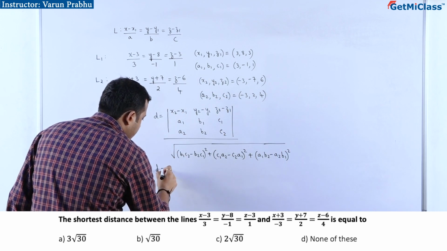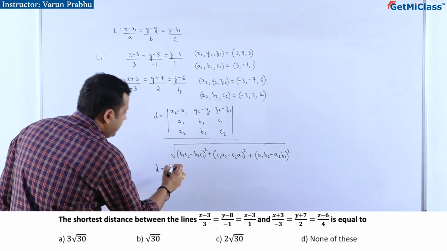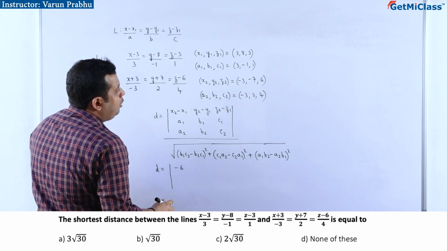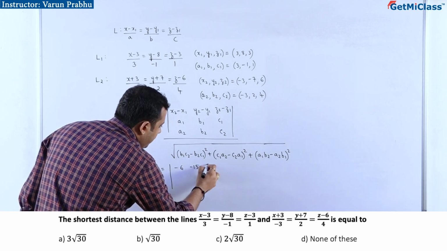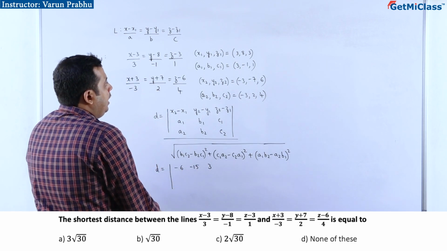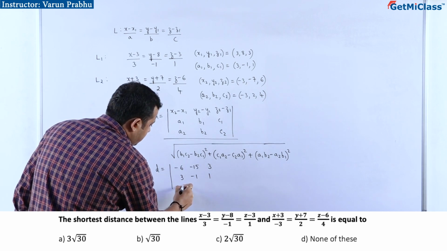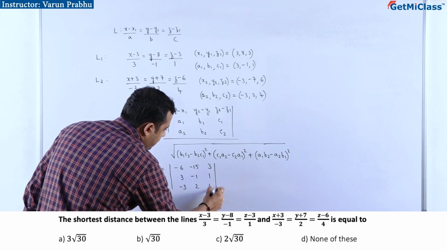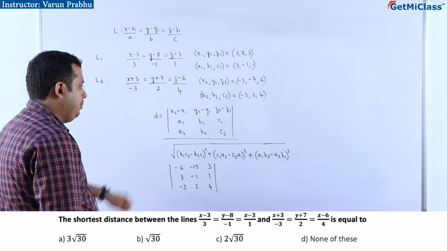So what is this distance? D is equal to the modulus of the determinant with x2 minus x1, which is minus 6, y2 minus y1, which is minus 15, and z2 minus z1, which is 3. Then a1, b1, c1 is 3, minus 1, 1, and a2, b2, c2 is minus 3, 2, 4. First we will calculate the numerator part.